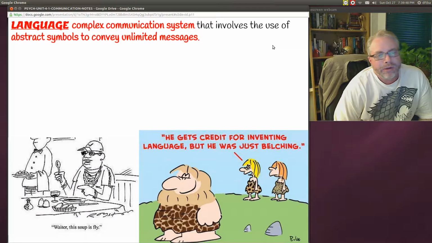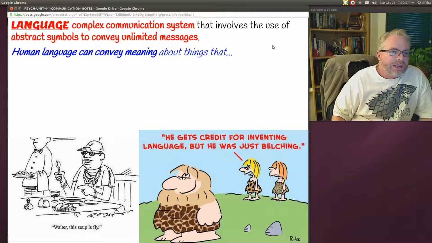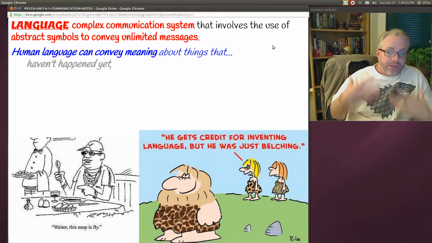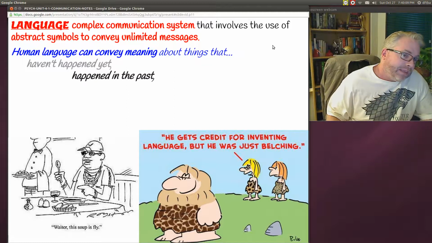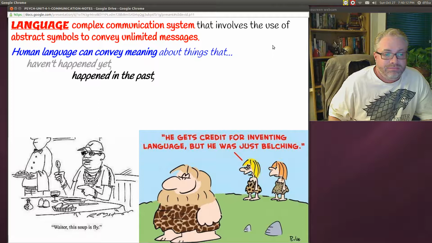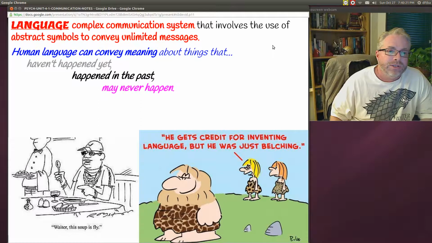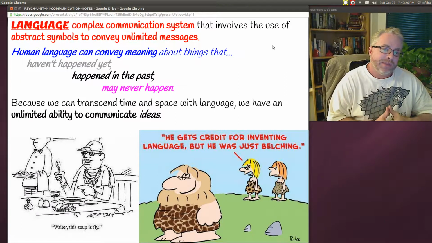Let's talk about what language is. It is the complex communication system that involves the use of abstract symbols, and it conveys unlimited messages. How can language convey meaning about things that haven't happened yet? Human language does this. We are able to convey meaning about things that have not occurred yet, things that happened in the past that we can reflect upon, and we can look forward to things that haven't even happened yet and imagine what those things could be. Because of this, we can transcend time and space with language, and we have an unlimited ability to communicate ideas.